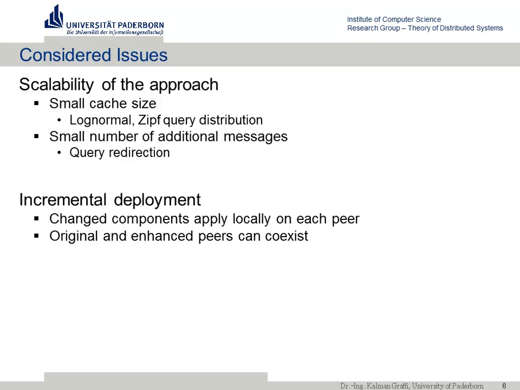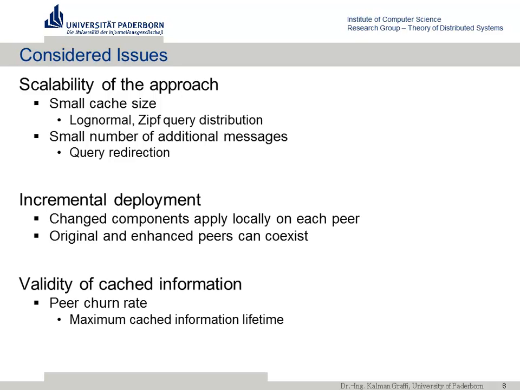It can also be incrementally deployed. What is good about it is that you don't have to change the whole network, but it's sufficient if only, let's say, 10% of the nodes introduce this change. And both the original and the enhanced peers can coexist, and there's still an improvement.